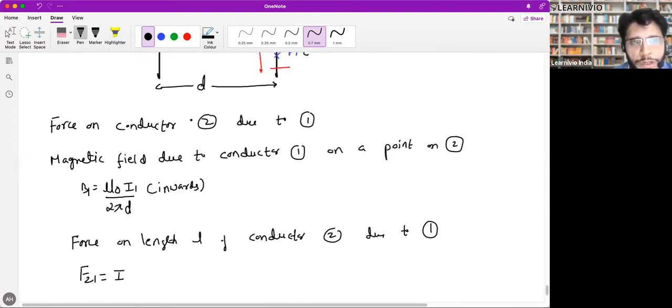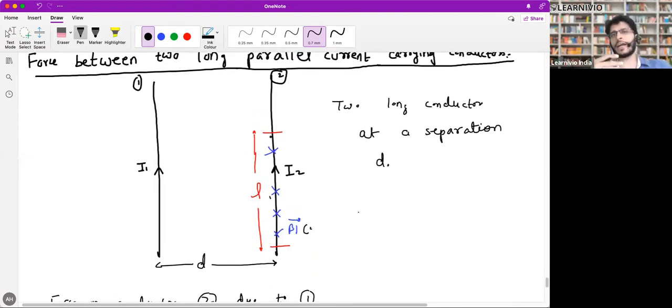So, Shahzada, I'm calculating force on conductor 2. Which current should I use, I1 or I2?